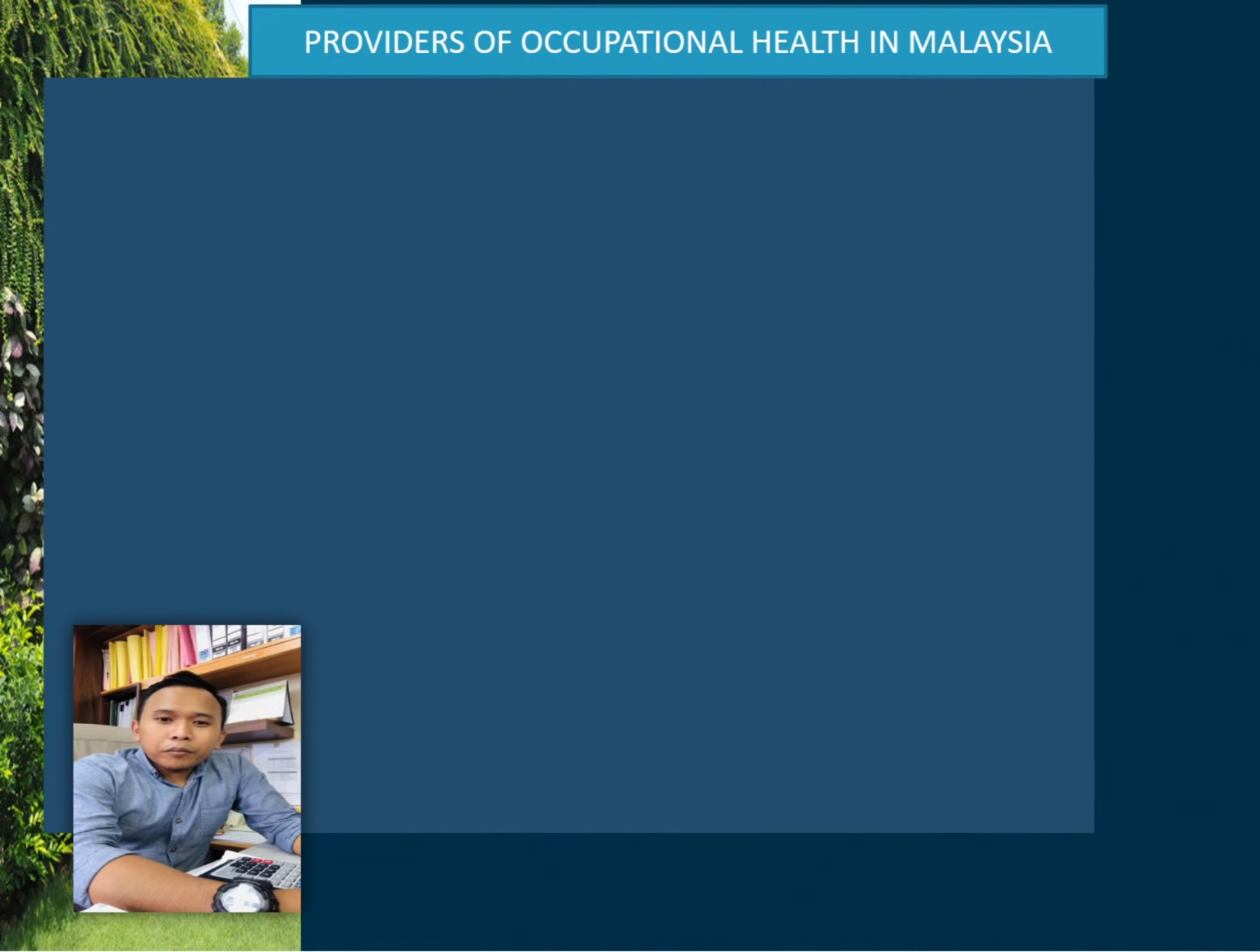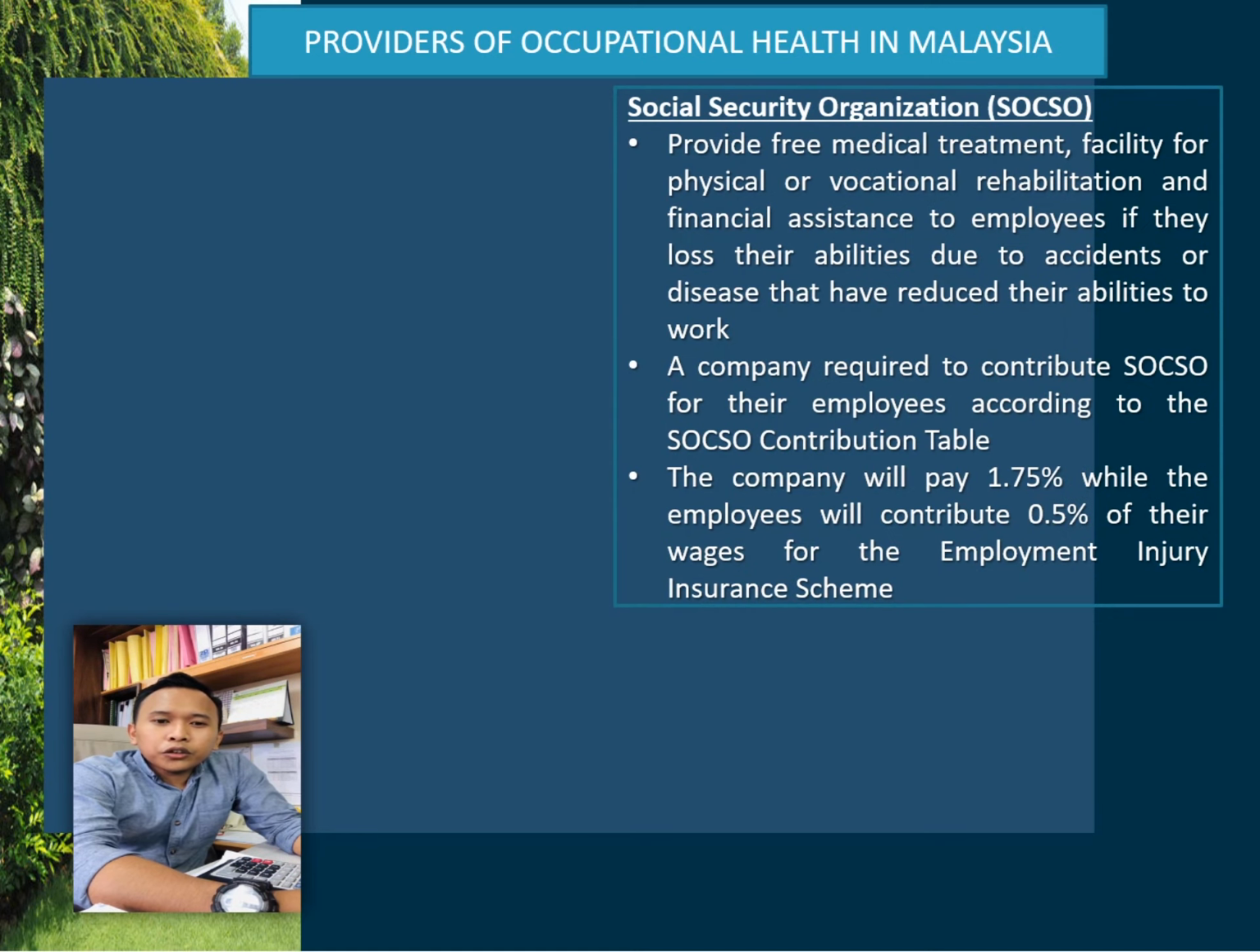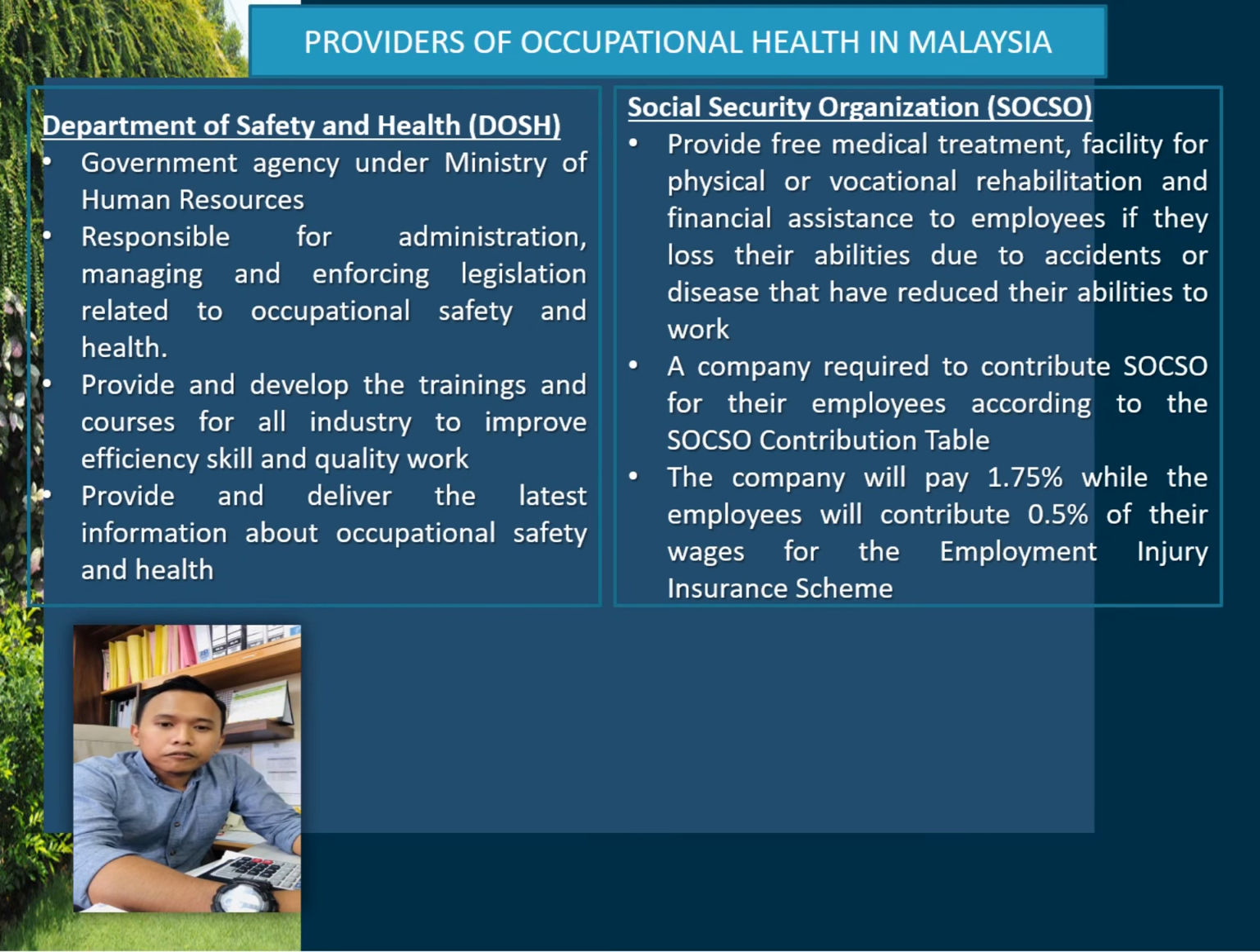There are three types of occupational health bodies in Malaysia. First is the Department of Safety and Health, DOSH, responsible for administering, managing and enforcing legislation related to occupational safety and health. Second is the Social Security Organisation, SOCSO, which provides free medical treatment.